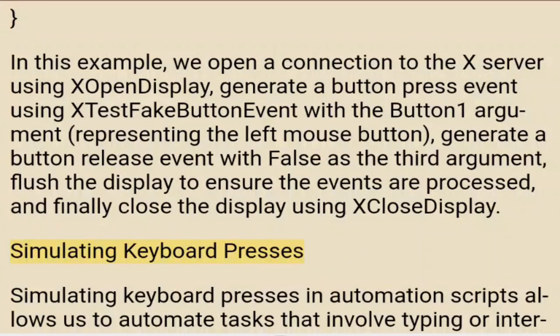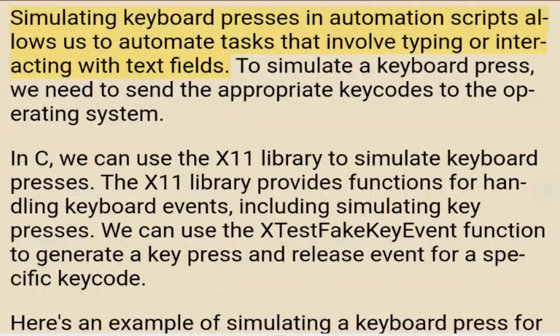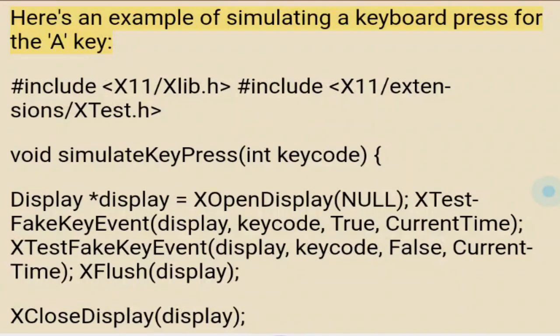Simulating keyboard presses. Simulating keyboard presses in automation scripts allows us to automate tasks that involve typing or interacting with text fields. To simulate a keyboard press, we need to send the appropriate keycodes to the operating system. In C, we can use the X11 library to simulate keyboard presses. The X11 library provides functions for handling keyboard events, including simulating key presses. We can use the XTestFakeKeyEvent function to generate a key press and release event for a specific key code. Here's an example of simulating a keyboard press for the A key.